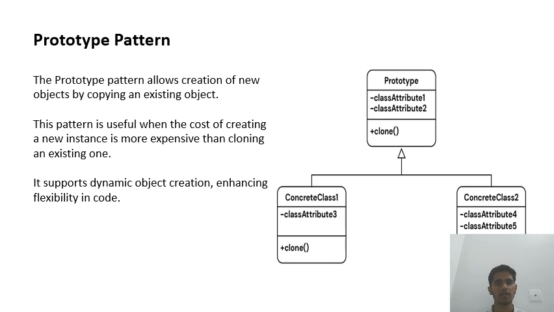Prototype pattern. The prototype pattern allows creation of new objects by copying an existing object. This pattern is useful when the cost of creating a new instance is more expensive than cloning an existing one. It supports dynamic object creation, enhancing flexibility in code.